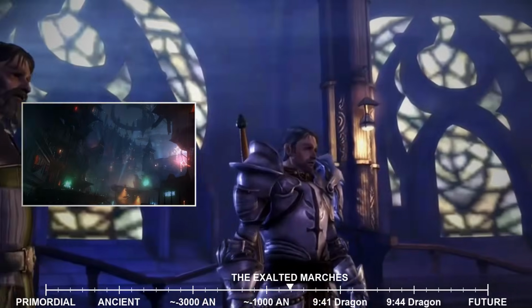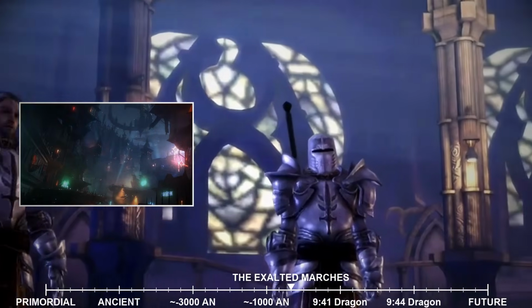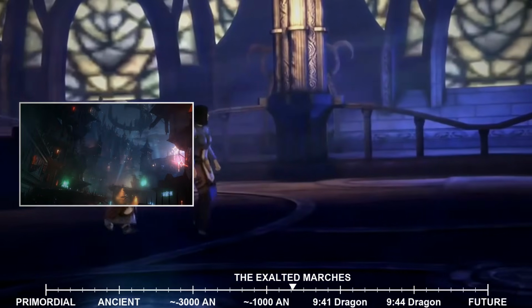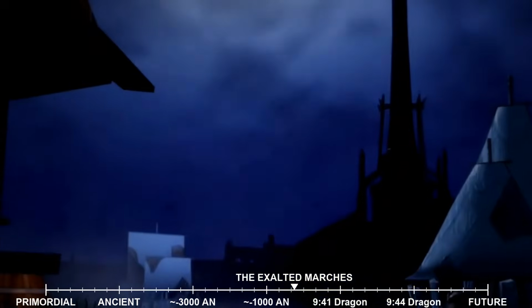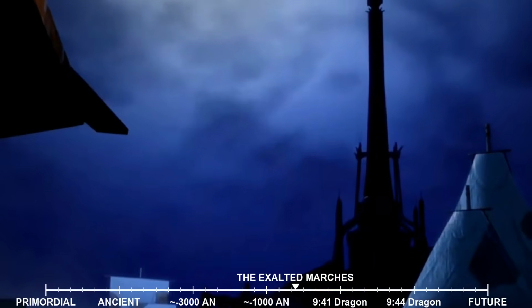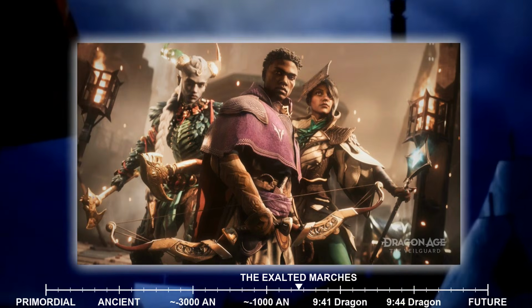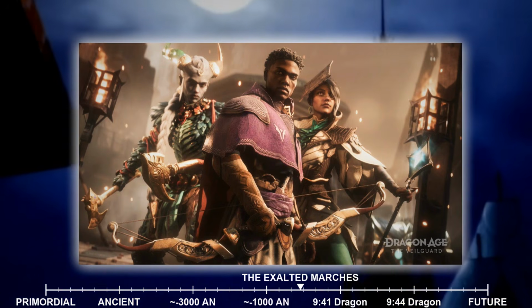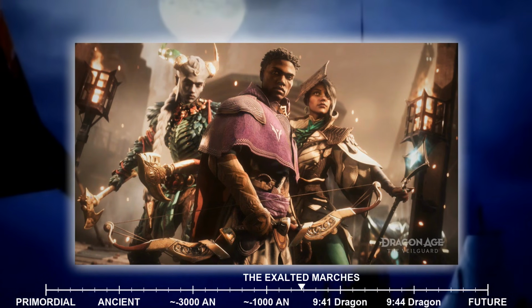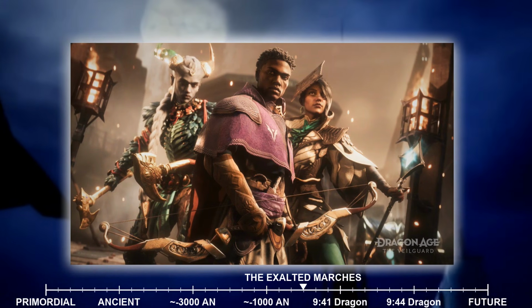Andraste's crusade against Tevinter culminated in a series of dramatic military campaigns. Her forces, driven by fervent faith and a desire for liberation, marched north, engaging the Imperium's legions in fierce battles. The momentum of her movement was undeniable, and her armies, though often outmatched in terms of equipment and magical prowess, were fueled by an unwavering belief in their divine mission.